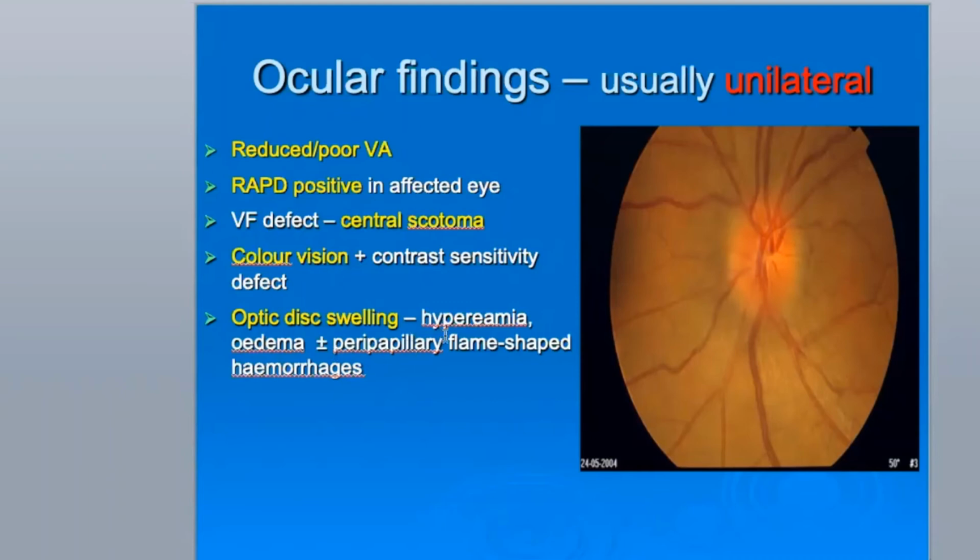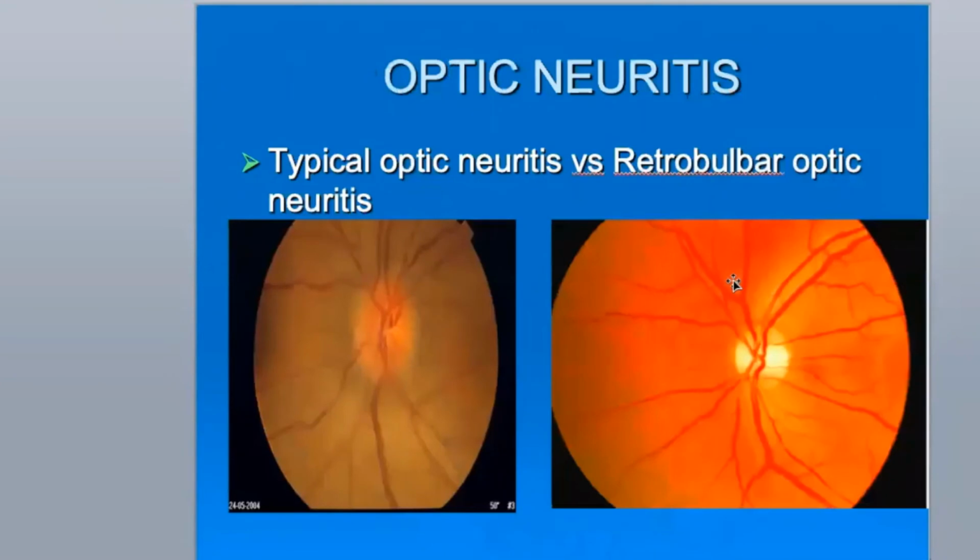Optic disc, okay, when you do fundoscopy, you will see optic disc swelling. Optic disc swelling usually comes with hyperemia. That means the color will be more red, hyperemic, and swollen. Sometimes you might have a bit of hemorrhages, but usually optic disc swelling per se is enough for you to diagnose optic neuritis. Now, there's a special thing about this optic neuritis.